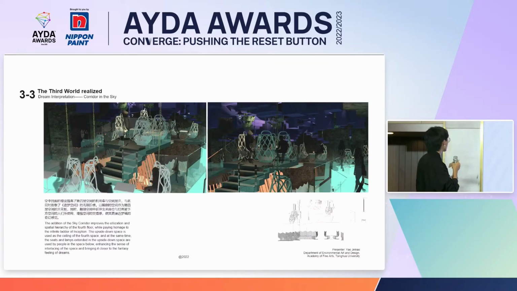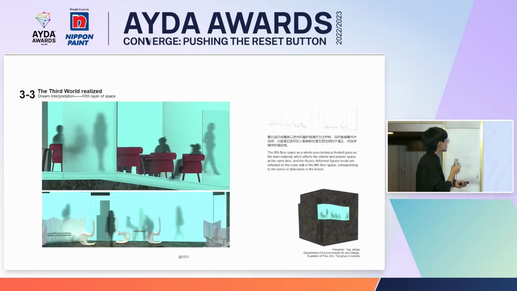So in addition to improving the utilization rate of the spatial level of the fourth floor, the hanging aerial corridor pays homage to the infinite stairs we see in the movie Inception. So using the upside down space as a ceiling on the fourth floor, seats and lamps extending from it are used by people from the space below, which enhances the interlacing of space, making it more like a dream.